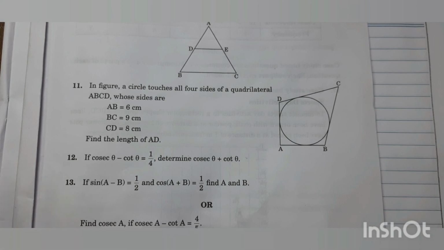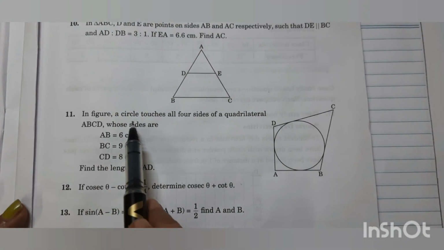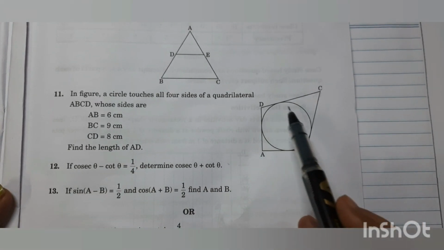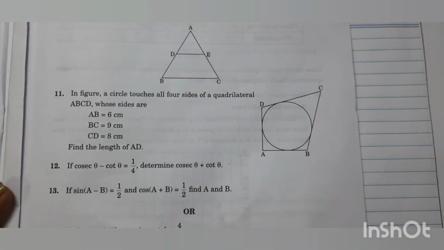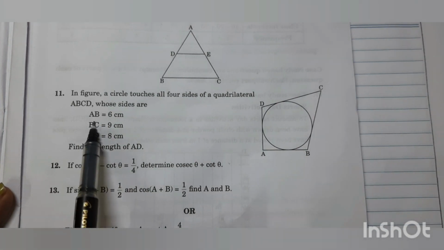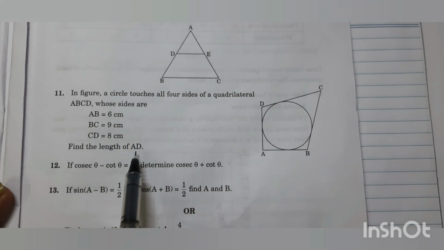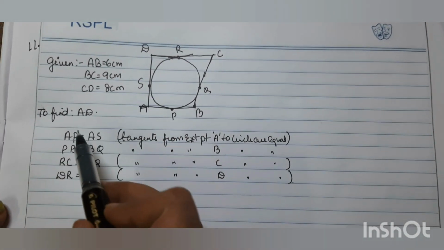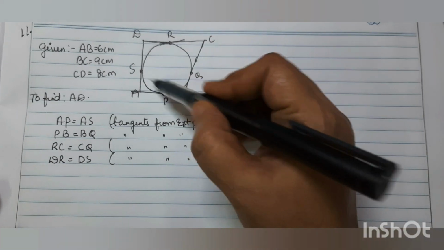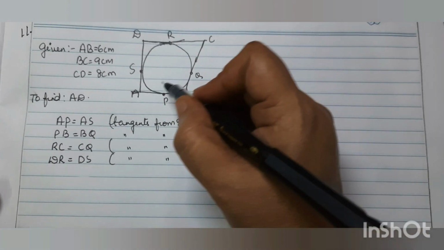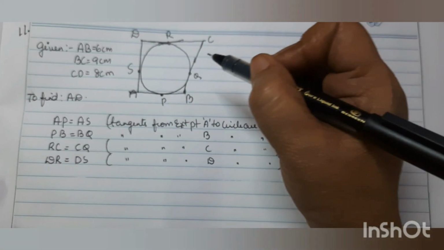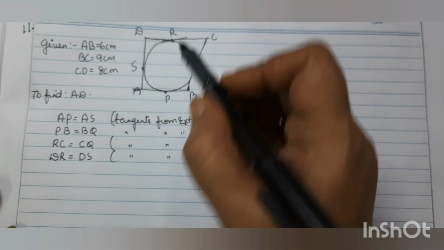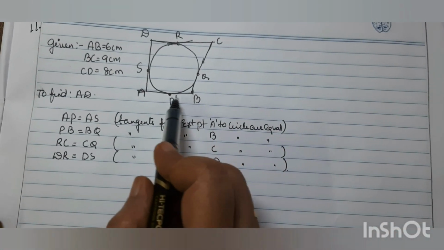For the 11th question, in the figure, a circle touches the four sides of the quadrilateral, that is, a quadrilateral circumscribing the circle. This is our textbook question, similar to that one. AB, BC, CD are given, we have to find out AD. So this part given here, I wrote it, we have to find AD, and take the points of contact PQRS. AP equal to AS, tangents from A, then BP equal to BQ, CQ equal to CR, DR equal to DS. Check out for the placing how you have to write it.